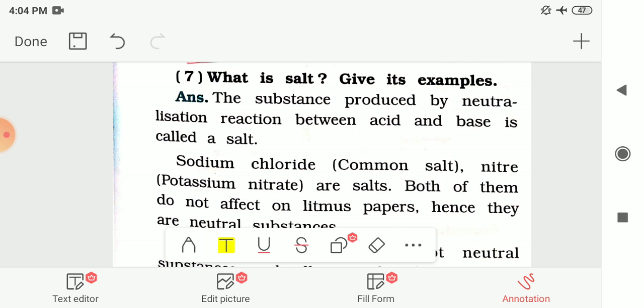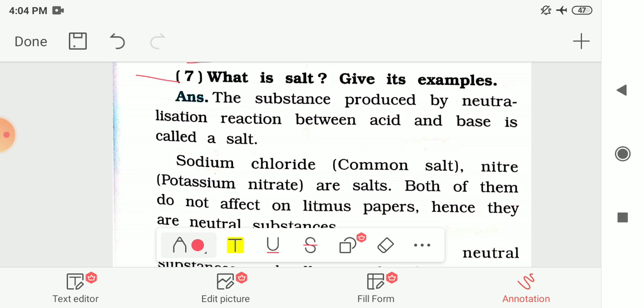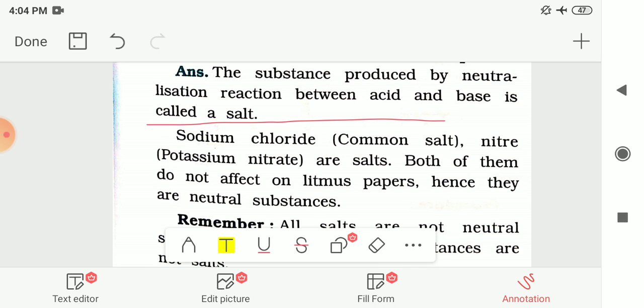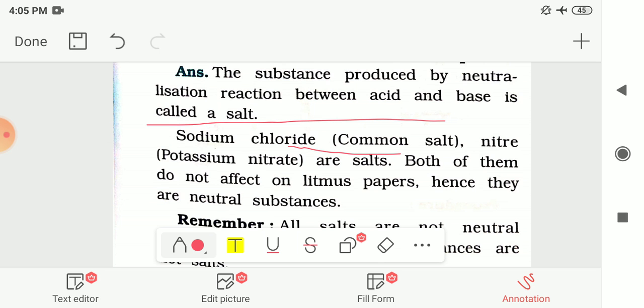Next, seventh number, what is salt and give its examples. The substance produced by a neutralization reaction between acid and base is called salt. Some examples are given to you: sodium chloride, which is also known as common salt, and nitre, that means potassium nitrate, are salts. Both of them do not affect litmus paper, hence they are neutral substances, and they are salts, which are produced by the reaction between acid and bases.